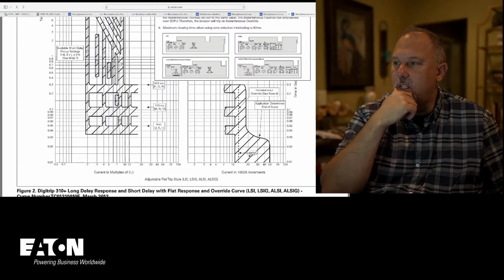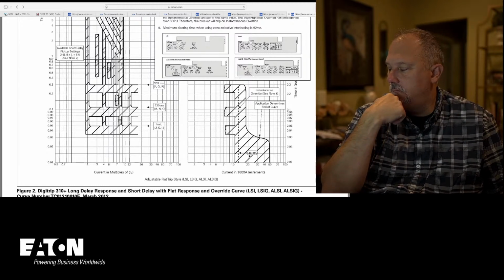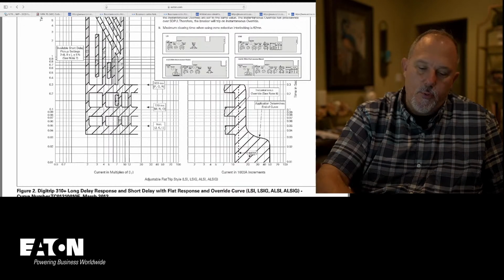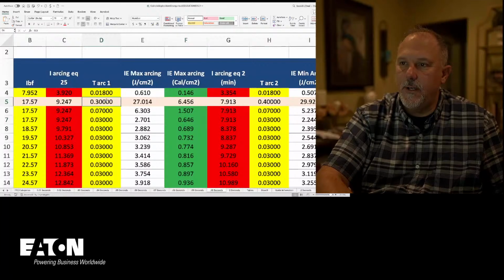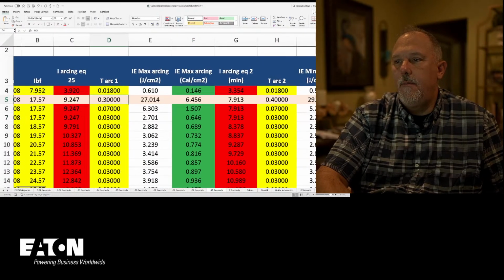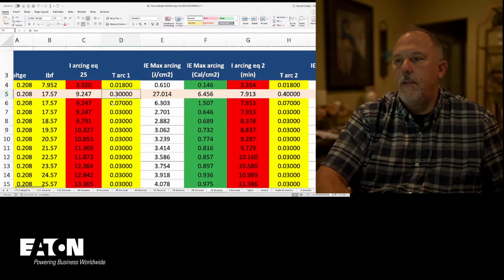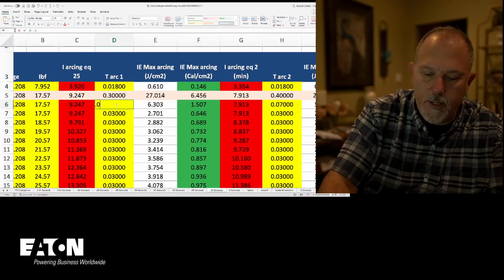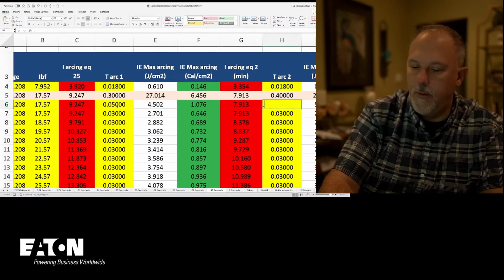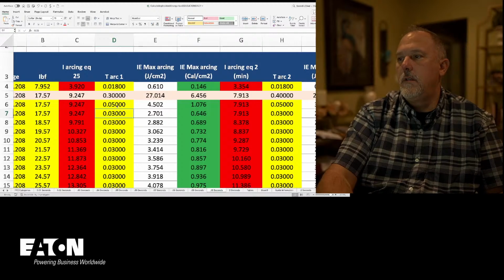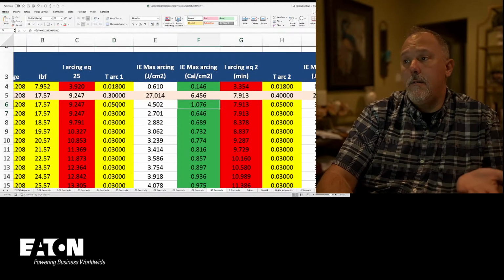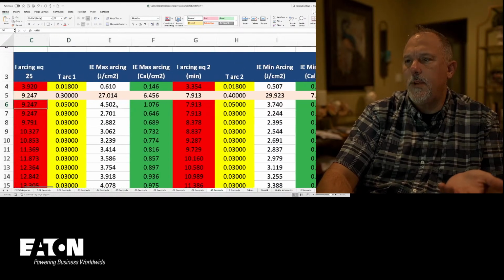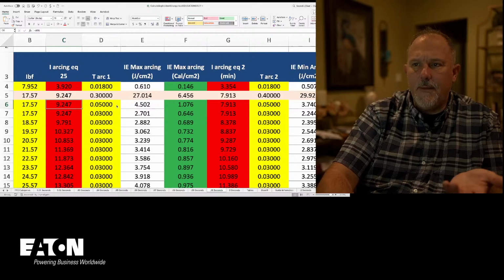So I'd be in a short time delay at 0.05 seconds. Let's go back to the first one. If I did a 0.05, that's a short time delay. Same clearing time. I'm in about a 1.07. I'm sorry, 7.93. I'm in around 9.24.